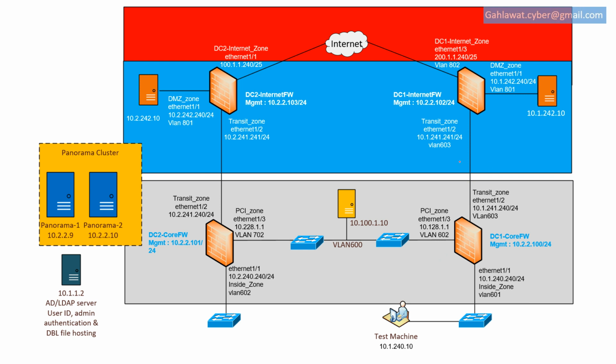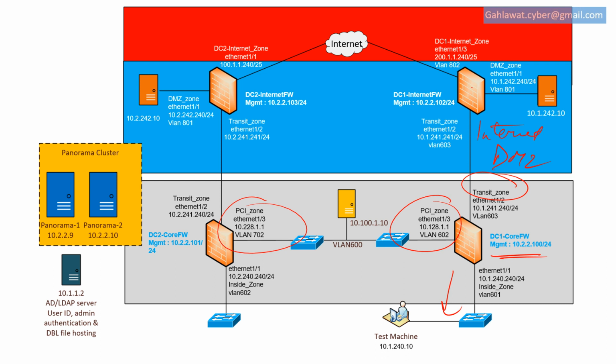We have different zones on these firewalls. So the DC1 or the DC2 core firewalls have 3 zones. One is connecting to the inside network, or let's say inside users. One is connecting to the sensitive servers. Let's say this is PCI zone. And then one zone that is acting as a transit zone to connect to the internet and the DMZ services.